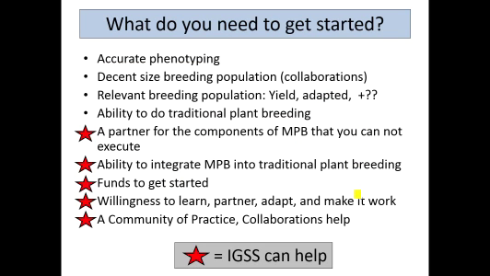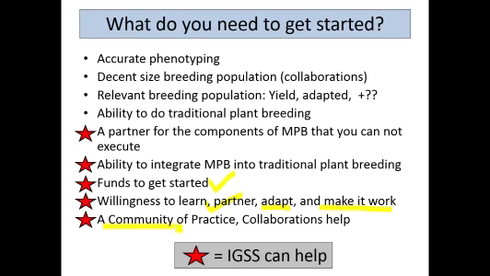So what do you need to get started? Well, you have to be a traditional plant breeder with accurate phenotyping, looking at decent-sized breeding populations. You may be able to achieve a decent-sized breeding population through collaborations. You have to have a relevant breeding population for releasing varieties and for the traits you're looking to improve. And you have to have partners for some of these components down here. You can't trivialize the fact that you need funds to get started. You need a willingness to learn, to partner with people, to adapt what you do to accommodate molecular plant breeding, and to find ways to make it work.